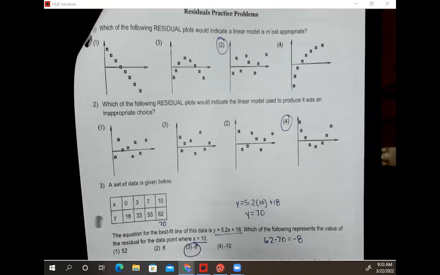So that's it for residuals. Again, the big thing I want you to remember is that when I look at a residual plot, if it's a mess, if there's points everywhere, utter chaos, no pattern, nothing predictable, I have a good model. If I have any sort of pattern to my residual plot, it's not a good model. I need to pick something else.